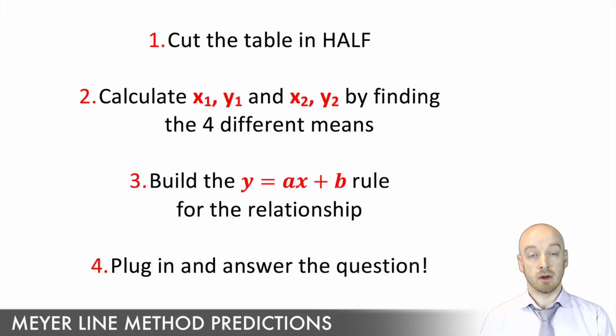Now remember, this is called the Meyer method, used to predict unknown values in a relationship. And this is how we would see correlation pop up in a word problem. Now take a look at another example to make sure you understand how it works.